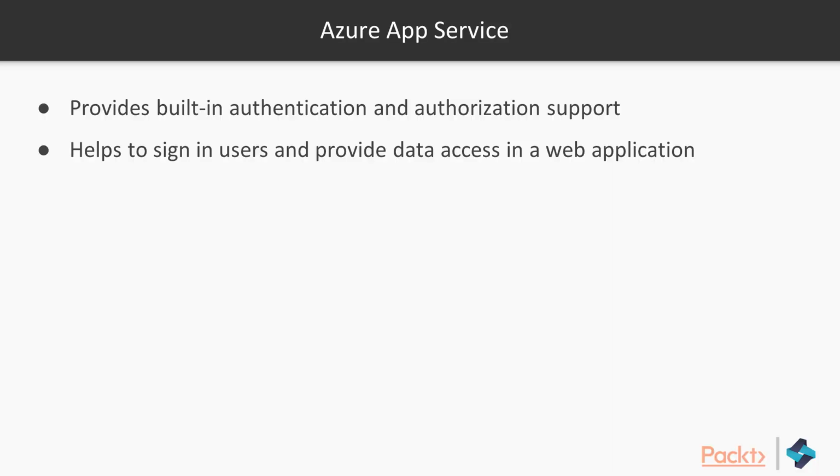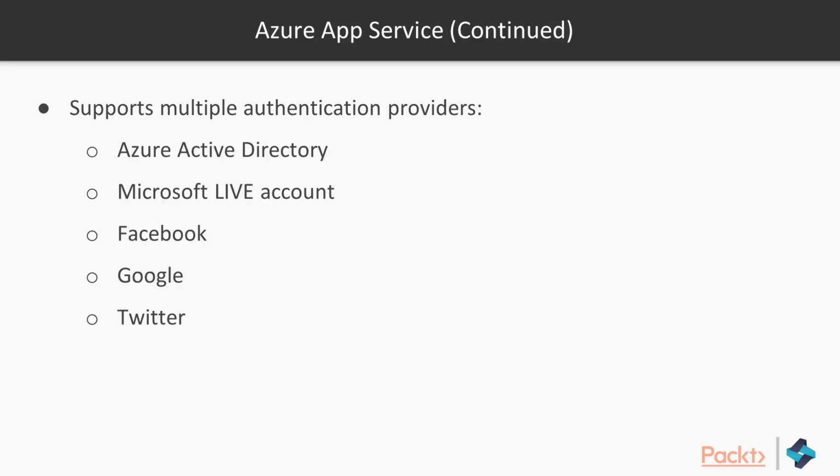Azure App Service provides built-in authentication and authorization support, which helps you sign in users and provide data access in your web application by writing minimal or no code. It supports multiple authentication providers including Azure Active Directory, Microsoft Live Account, Facebook, Google, and Twitter.